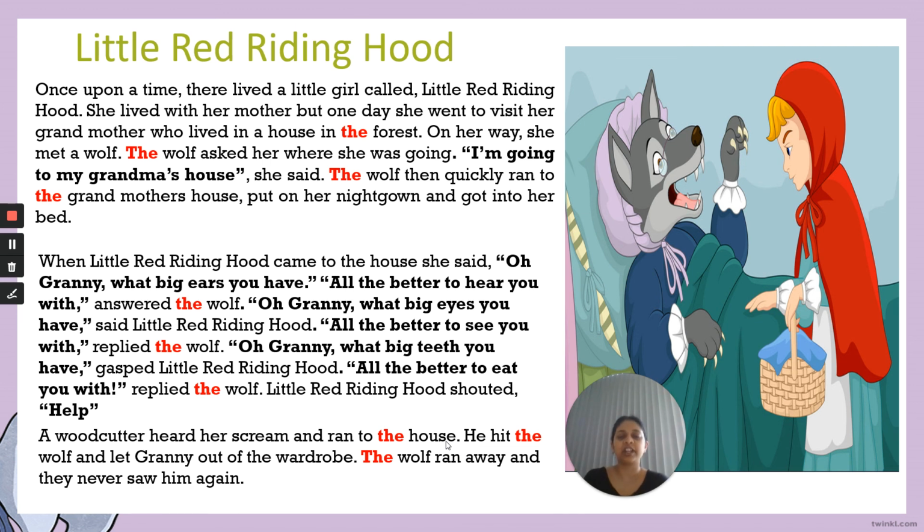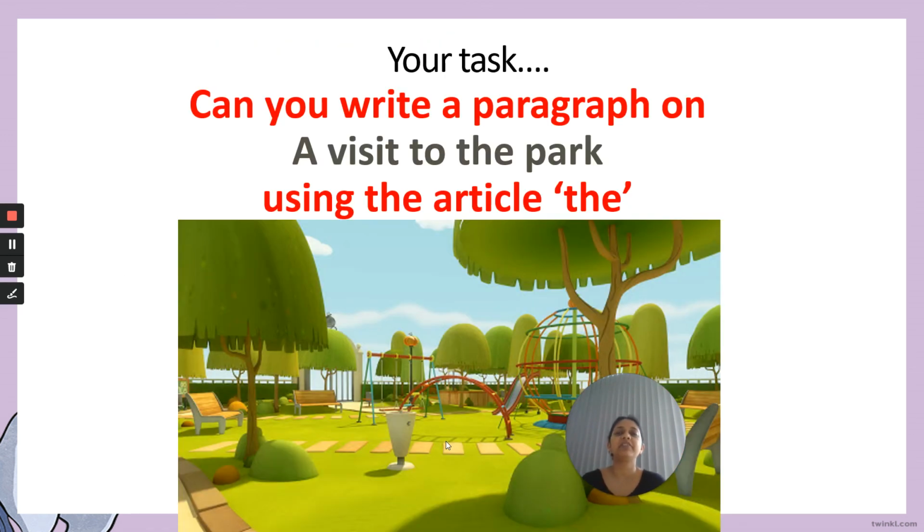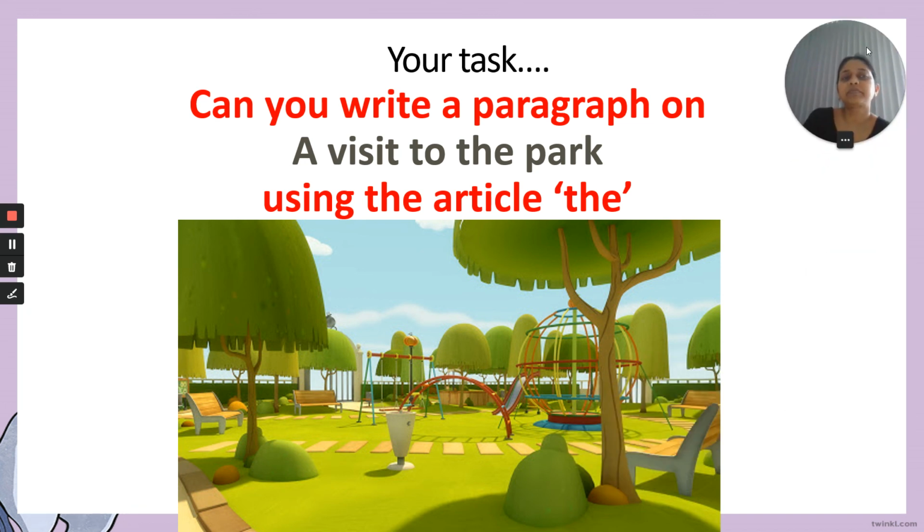Okay, so what I would like you to do on your piece of paper, I'm sure you've all written your date and your LI by now, is write just one paragraph on a time that you visited the park. So you can put your title as a visit to the park and write a paragraph using the article the in it.